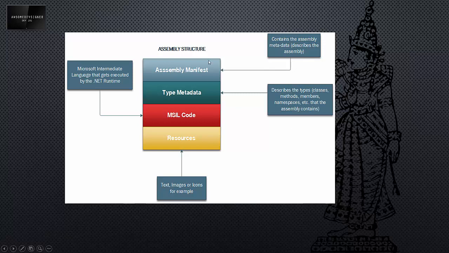What you can see here in the graphics is the basic, rough assembly structure: the assembly manifest that contains the assembly metadata and describes the assembly, then the type data. The type data describes the types, classes, methods, members, namespaces, and so on that the assembly contains. Then here is our old friend, the MSIL code that is executed by the CLR using the entry methods we talked about before. And we have another part, the resources that you can add to any assembly, for example text, images, icons, and so on.